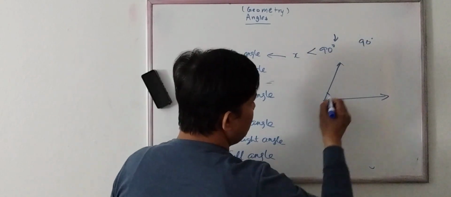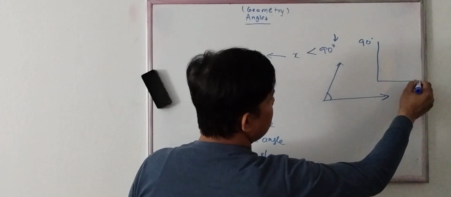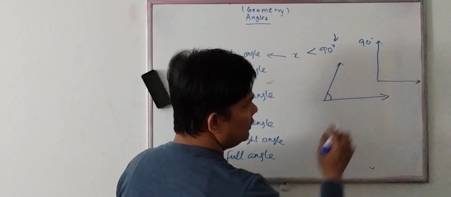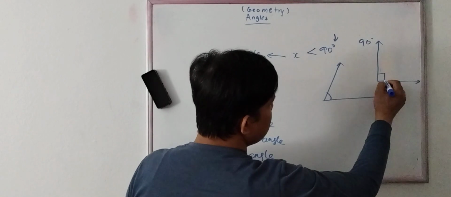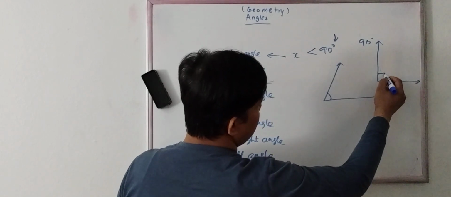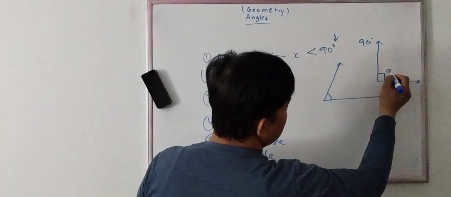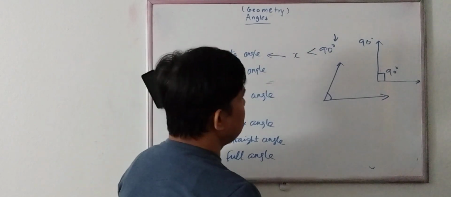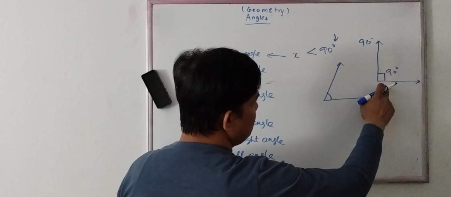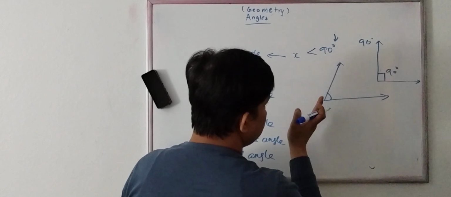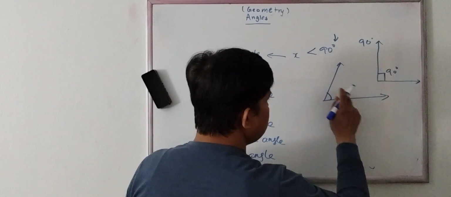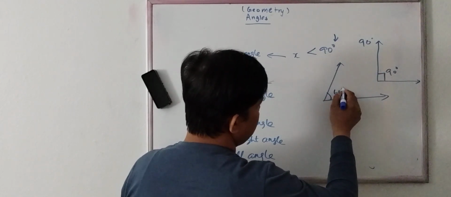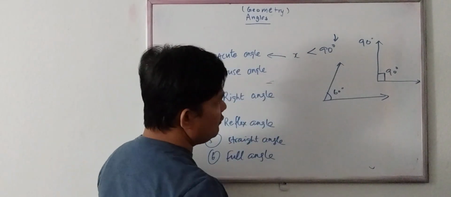And 90 degrees is this shape. One line is perpendicular to the other line, and in mathematical terms, it's represented like this. So this is 90 degrees. 90 degrees means one line is perpendicular to the other line. So if the angle is less than 90 degrees, which means it's not perpendicular, the separation between these two lines should be smaller than 90 degrees. So this, let's say 60 degrees. So this will be called an acute angle.